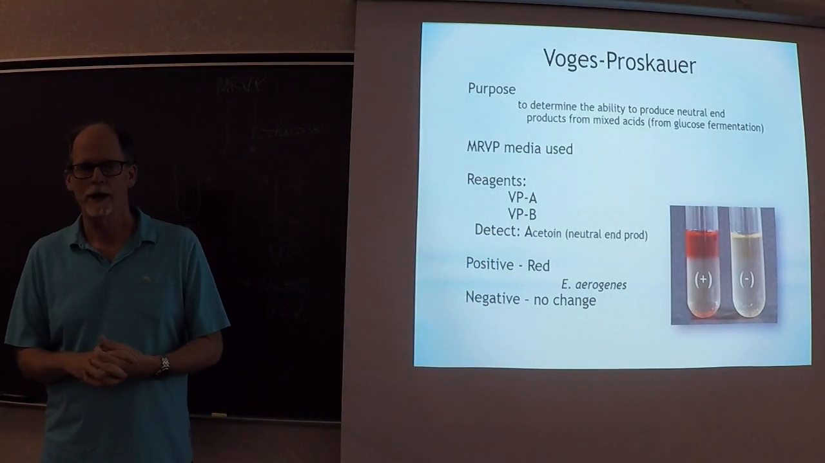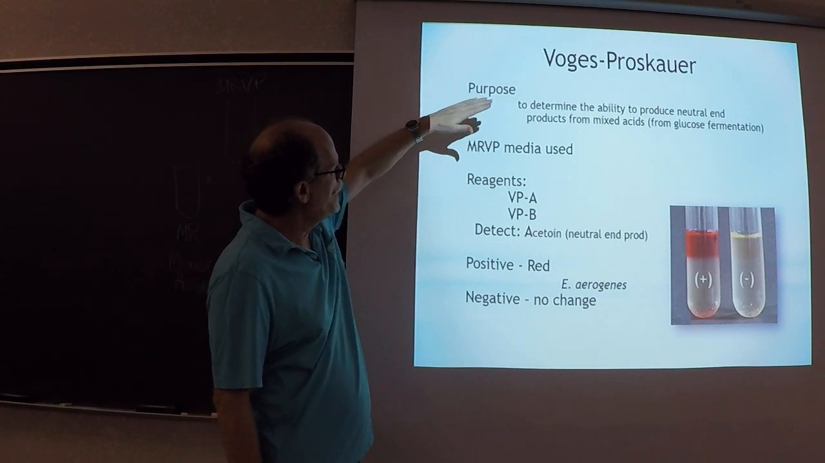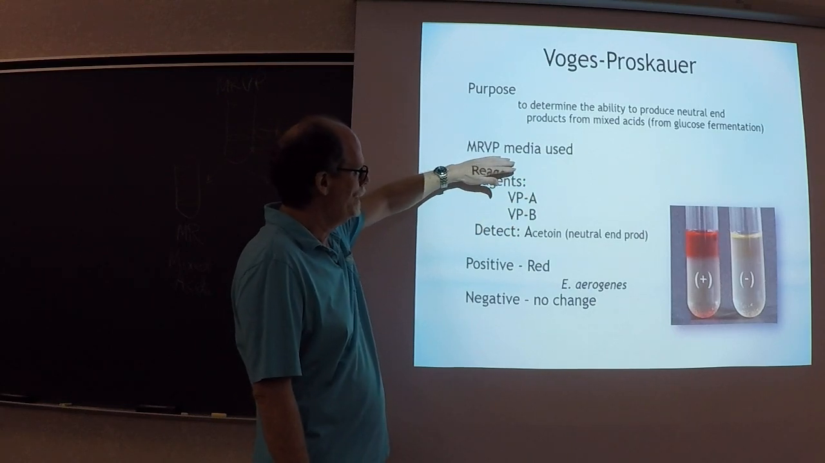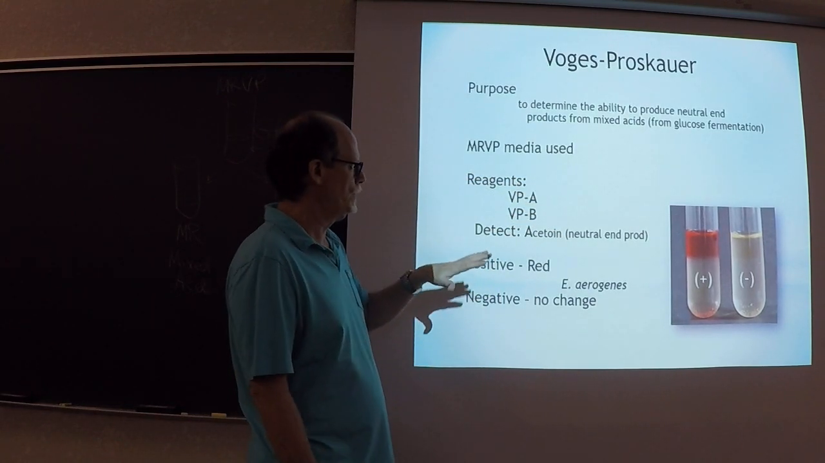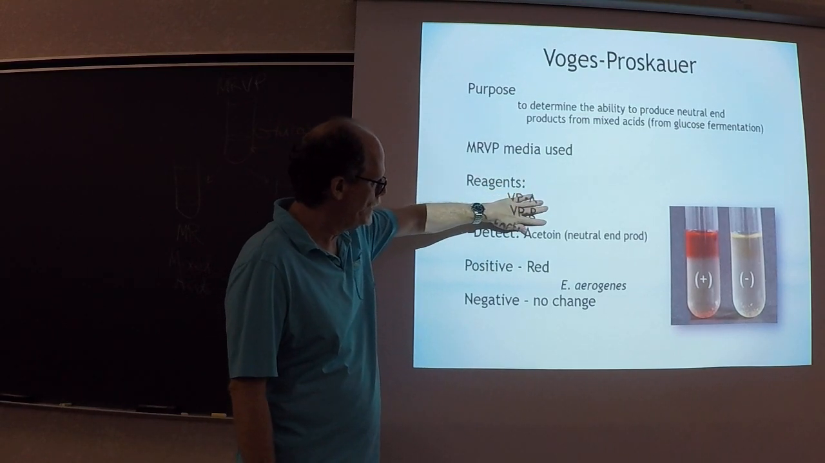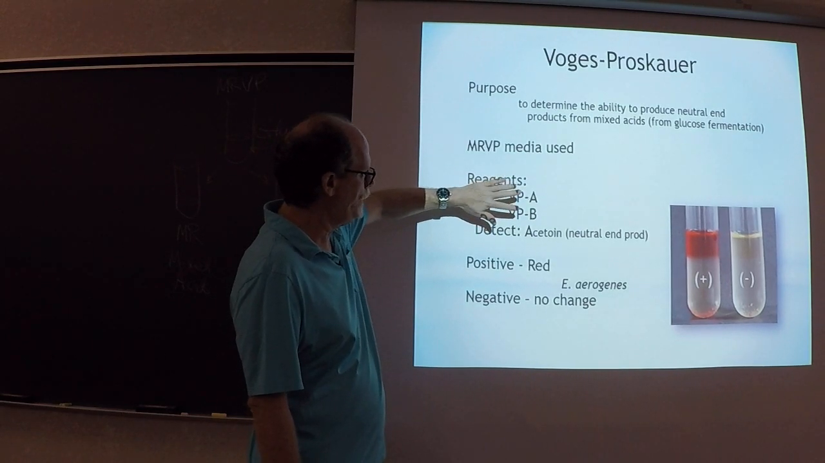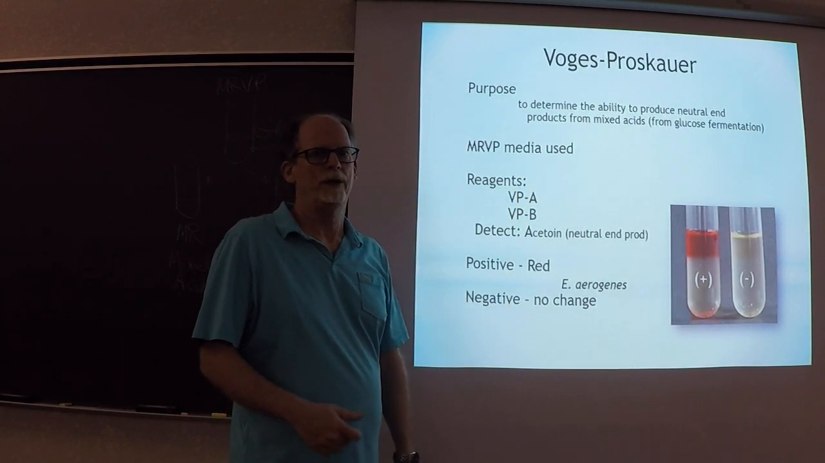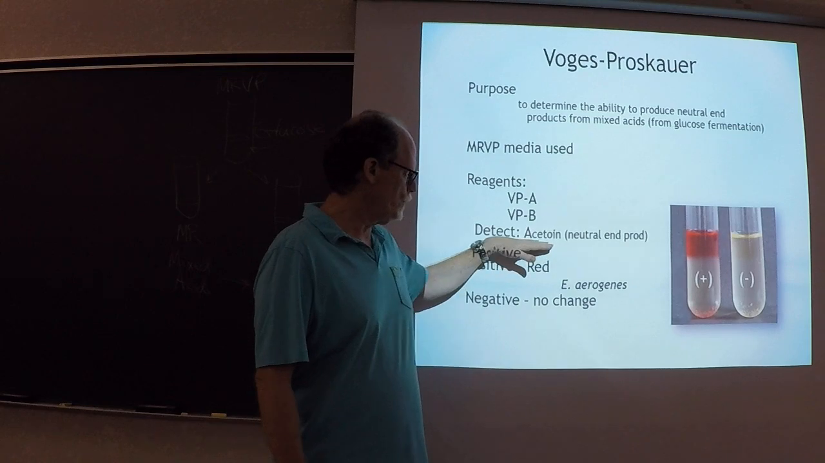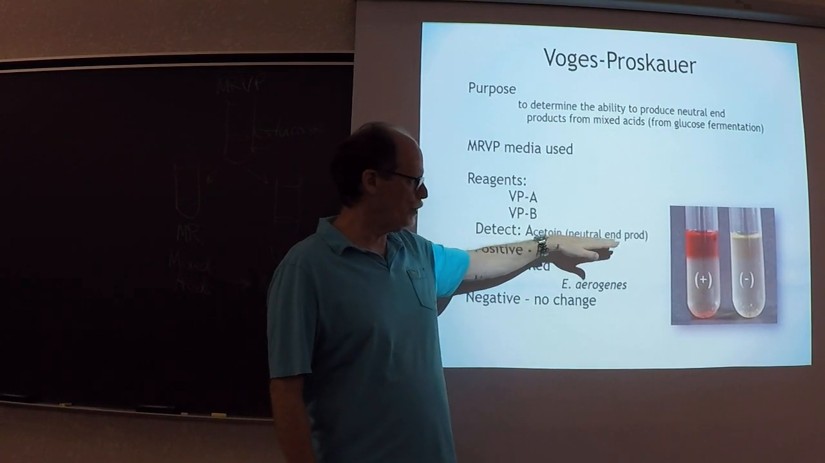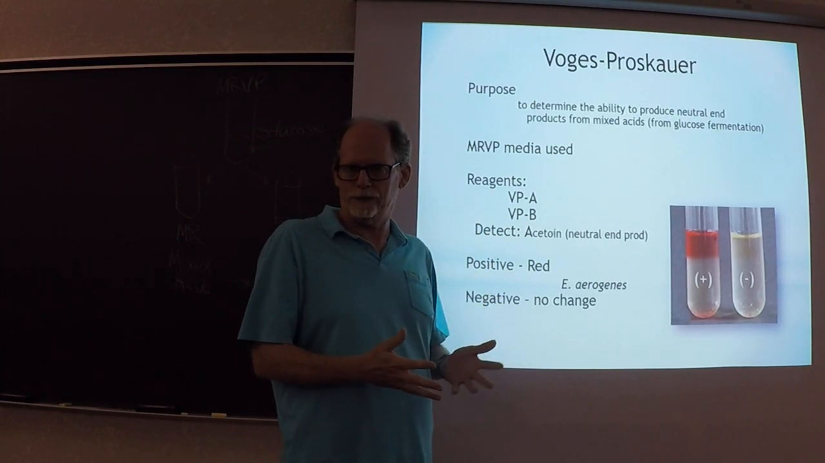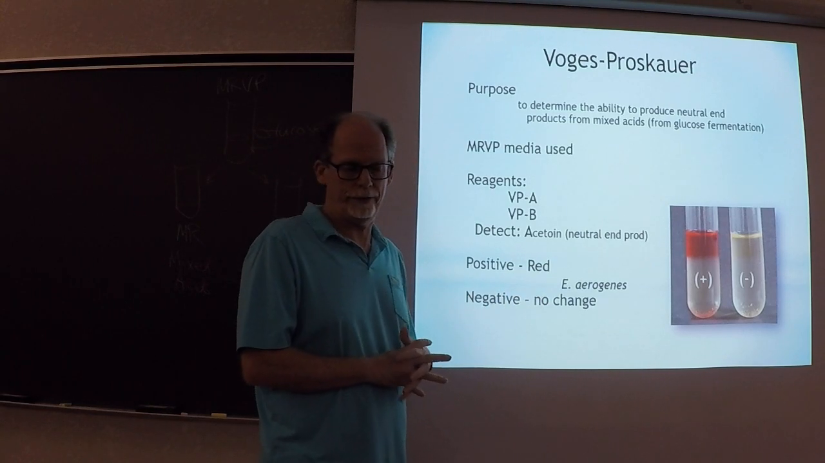Okay, so your purpose is here, your principle, using complete sentences. These are real simple principles. The MRVP media is used for this test. Have the bacteria grow. You split the media so you have one for the VP, one for the methyl red. You add VPA, VPB to conduct the VP test. If it turns red, then you should mention acetoin as a neutral end product that, if it's present, will turn red, and then you would consider this test positive.